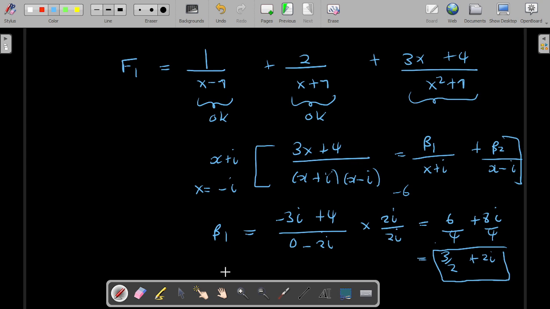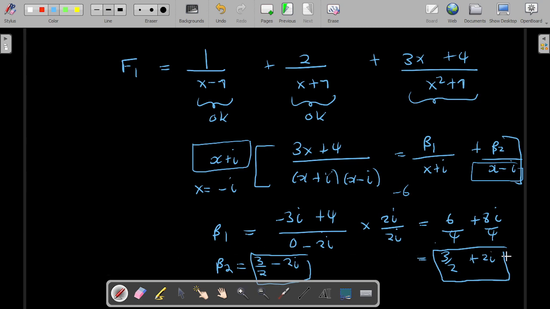Now, without wasting much of your time here, I'm going to tell you that beta 2 is going to be 3 over 2 minus 2i. Why? This is because beta 2 is the complex conjugate of beta 1, and beta 1 is the complex conjugate of beta 2. Now, if you look at these two fractions that we have here, that should give you an indication of this result. You can also calculate, and you basically find the same results.